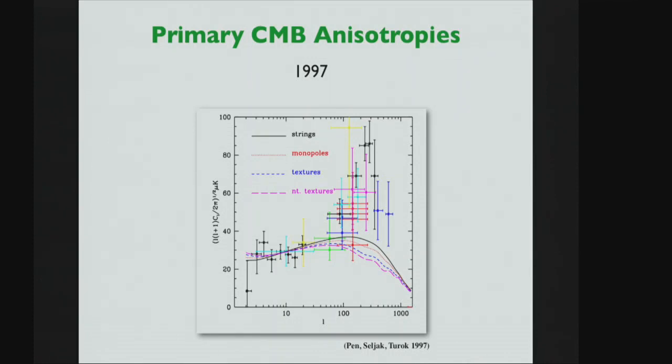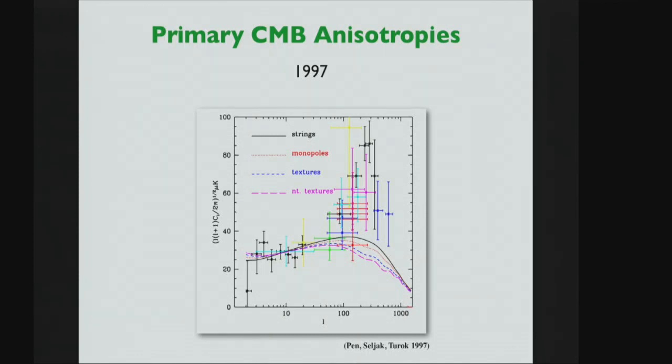At this time, it wasn't yet clear what generated the initial perturbations. We know that there had to be perturbations, because otherwise we wouldn't have stars and galaxies around us. But one of the theories at the time was that the perturbations might have been generated causally by strings and monopoles, and then you see the prediction of these models. At the time, the statement was that the data does not favor these models. I think it's fair to say that if you take the data here seriously, it's already ruling out these models.